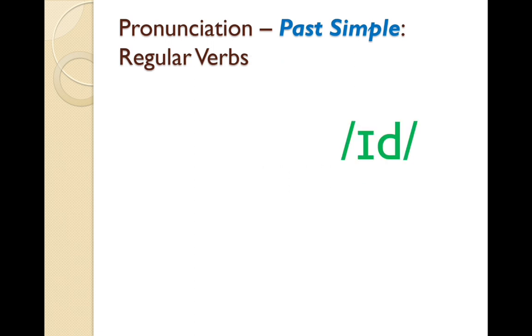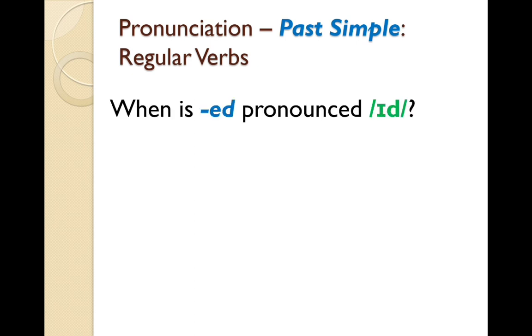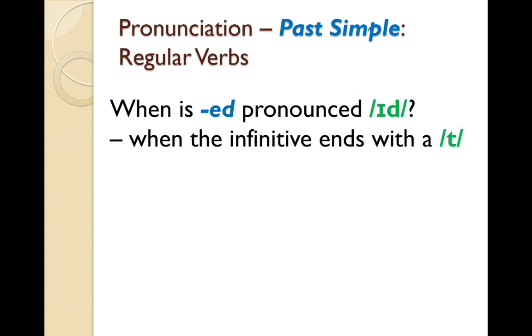Now let's look at the verbs where the ed ending is pronounced id. When is ed pronounced id? When the infinitive ends with t. Let's see some examples. Act, invite, count. Now the final sound of each of these words is t, so we pronounce the ed ending id. Acted, invited, counted.